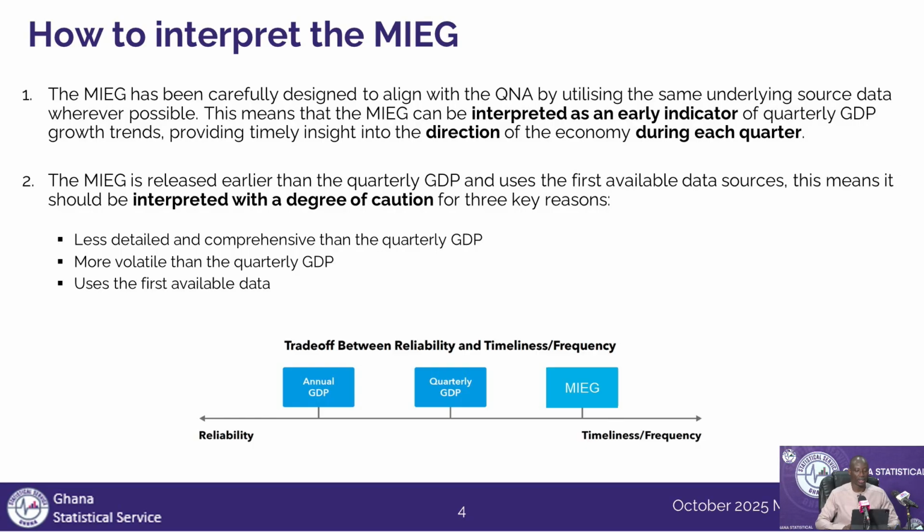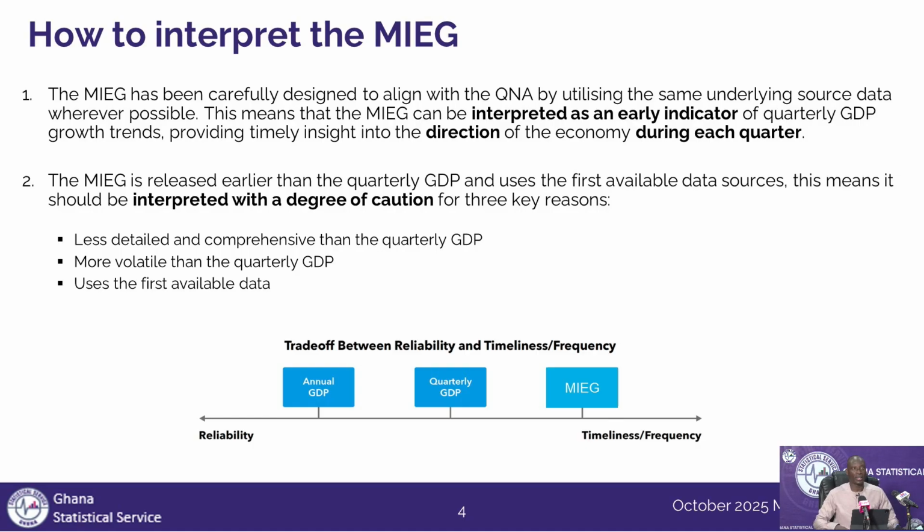First, it uses early and incomplete data, since it is released before the GDP. Second, it is more volatile, meaning it can move up or down more sharply from month to month. Third, the data are not seasonally adjusted due to the limited length of the time series that we've gathered so far. So the MIEG does not replace GDP. Instead, it provides timely guidance on economic trends.